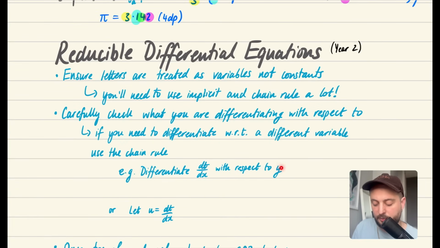I'll do a couple of examples here to try and demonstrate one of the points. So first of all, when you're doing reducible differential equations, I want you to ensure that the letters are treated as variables and not constants, which means you're going to need to use implicit differentiation and the chain rule a lot. I want you to carefully check what you are differentiating with respect to as well, because if you need to differentiate with respect to a different variable, you're going to need to use the chain rule. And I think this is one of the trickiest parts that we've got here.